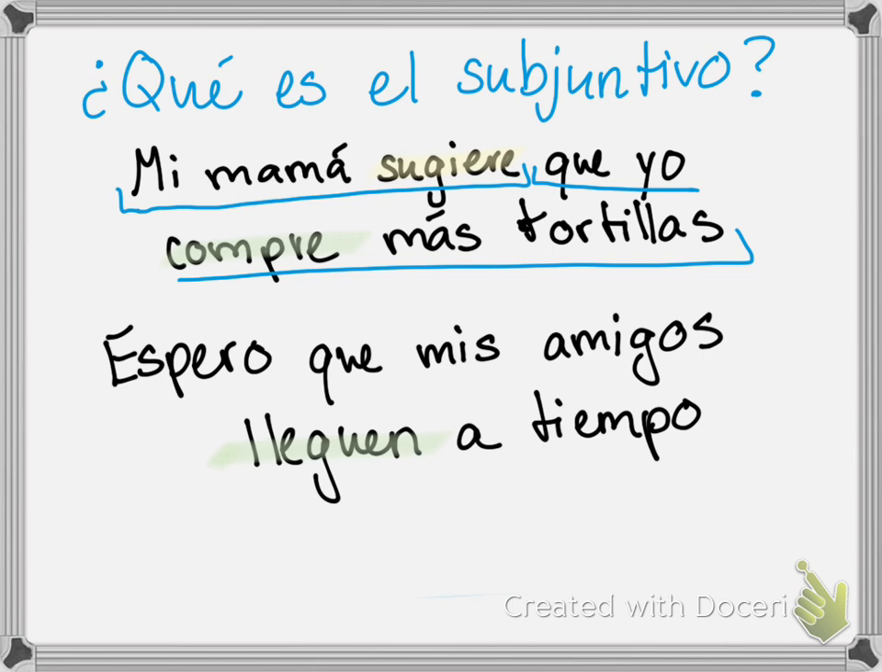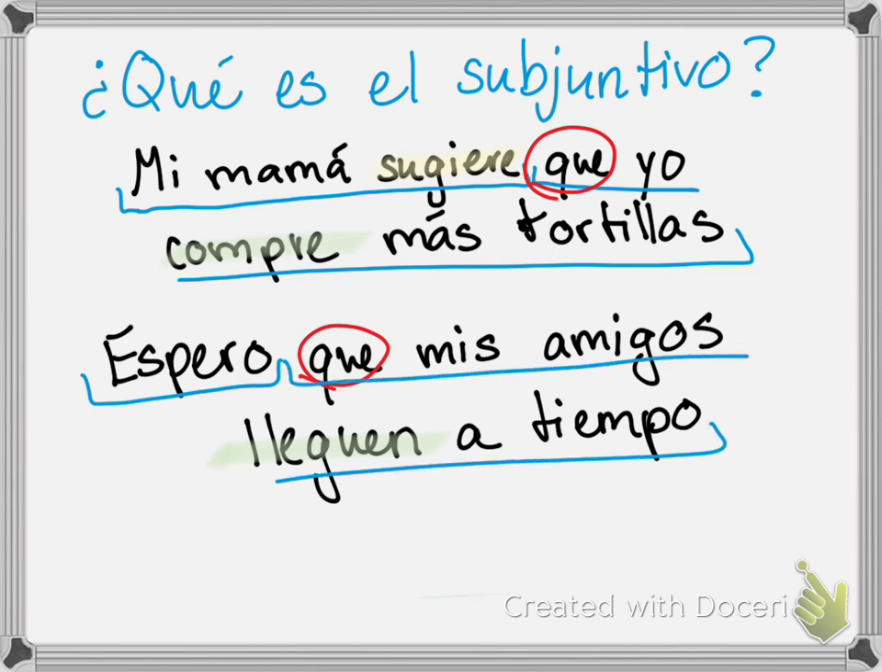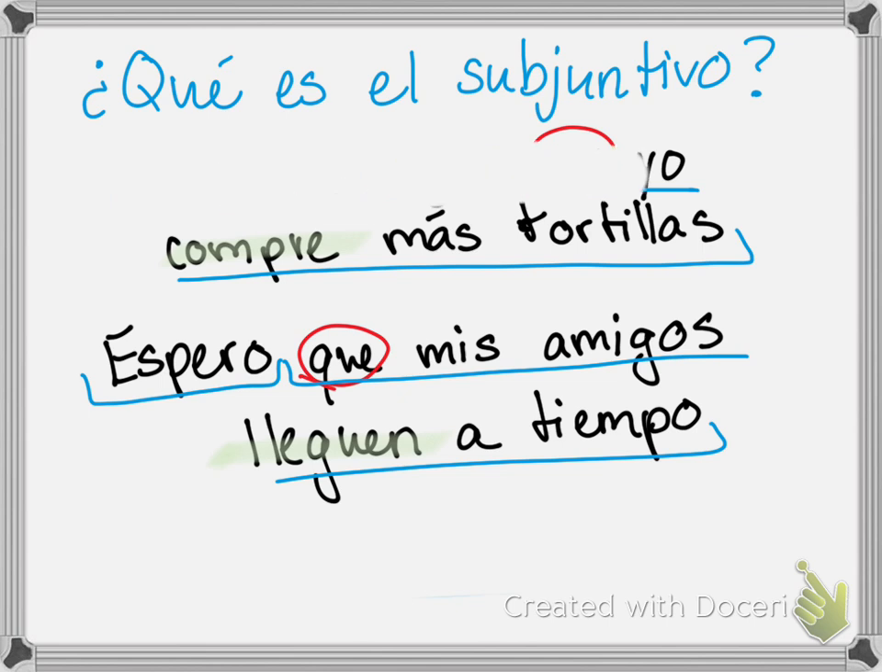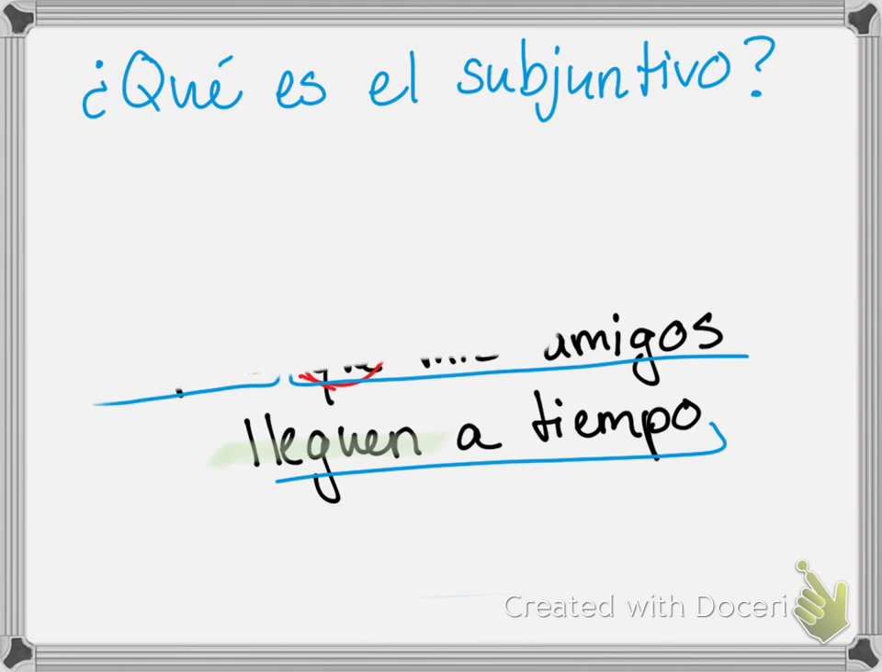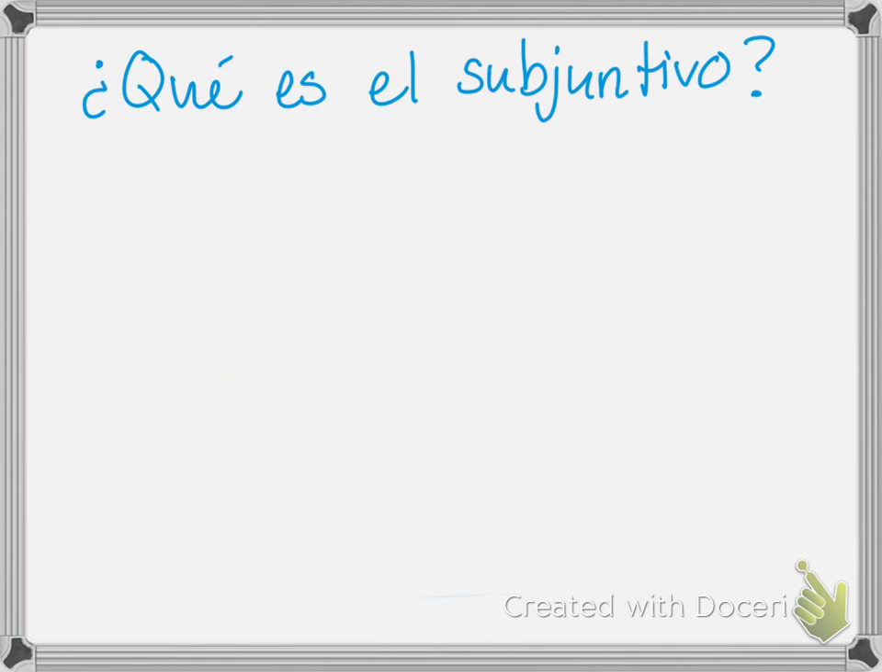You might notice, a common word in the subjunctive is the word que. The word que connects my two clauses. So as you can see down here, I have espero que mis amigos lleguen a tiempo. So que is my connecting word between my clauses. And the subjunctive almost always comes after the word que. I say almost always because there are a couple of words and phrases that don't require que, where the que is optional. Que meaning that, and that is often optional in English.